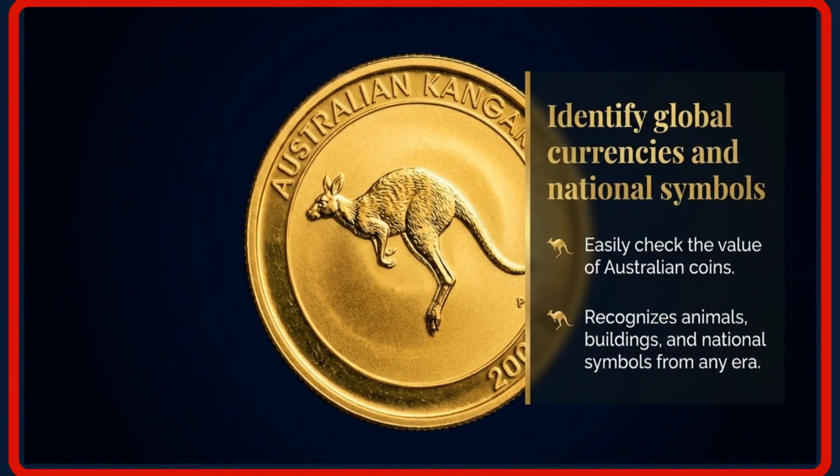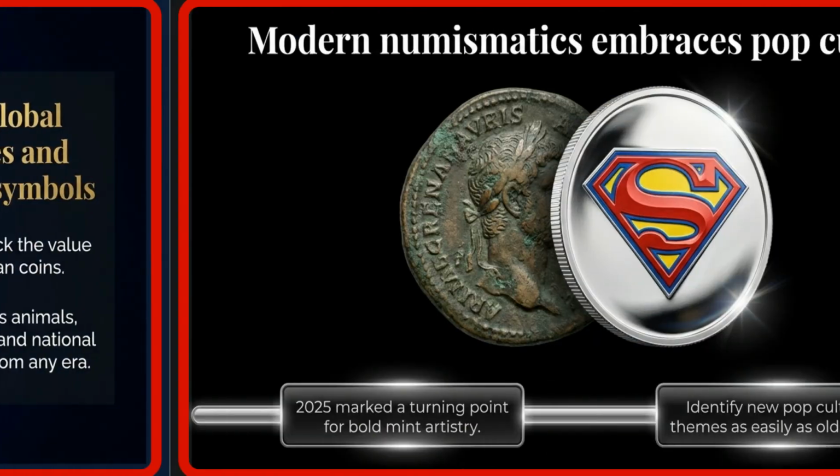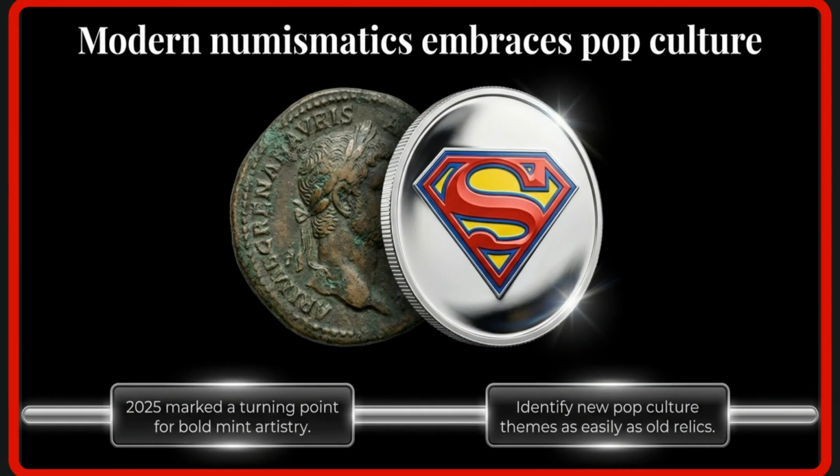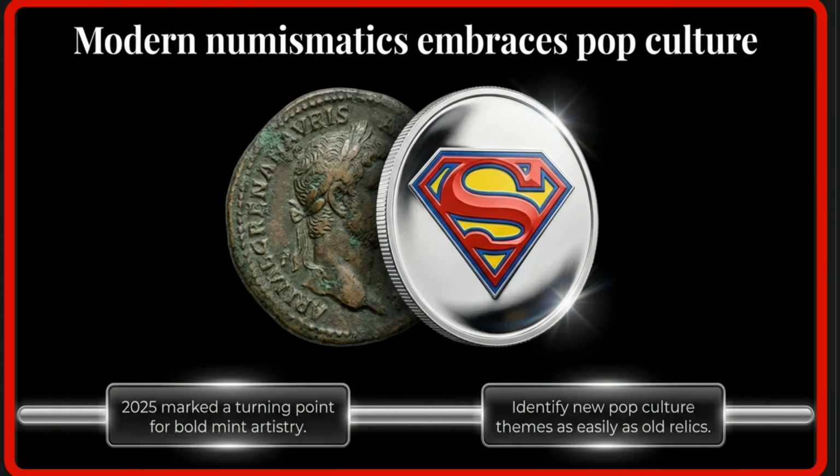Identify global currencies and national symbols. Easily check the value of Australian coins and recognize animals, buildings, and national symbols from any era. Modern numismatics embraces pop culture. Identify new pop culture themes as easily as old relics, reflecting the trend of bold mint artistry starting in 2025.